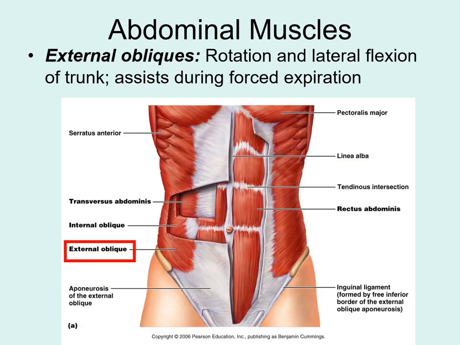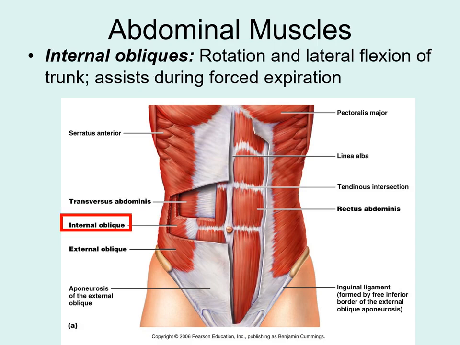The external obliques, you're going to notice we kind of go in layers. External obliques are superficial. They're involved with rotation and lateral flexion of the trunk. They also will assist with forced exhaling. The internal obliques are for rotation and lateral flexion of the trunk. Notice the direction at which the muscle fibers are moving. It is an opposite direction from the external obliques. This is adding strength to the whole abdominal area.